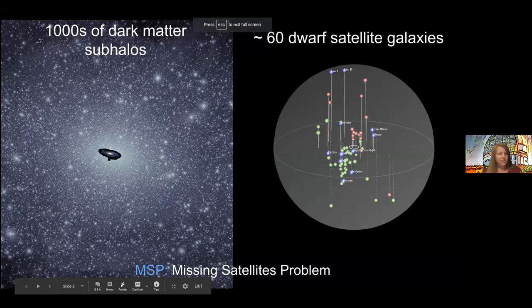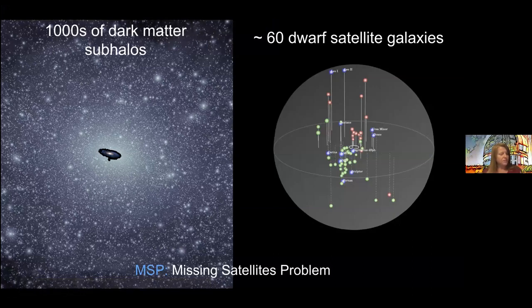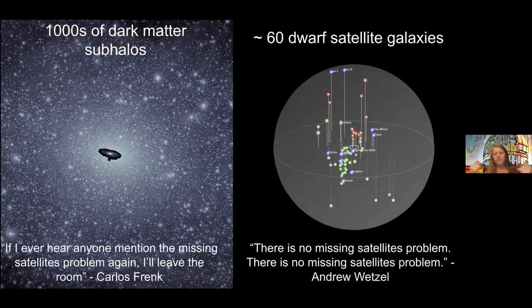Great. Thanks. I think it's a sign of how far we've come that Ozzy didn't really talk about everyone's favorite problem, the missing satellites problem. Go ahead and advance to my two favorite quotes about it. That's probably because a lot of people are getting tired of hearing about this. Carlos Frenk threatening to leave the room, and more recently, Andrew Wetzel banging his hand on his fist. He probably didn't do that, but in my mind he did, claiming there is no missing satellites problem.